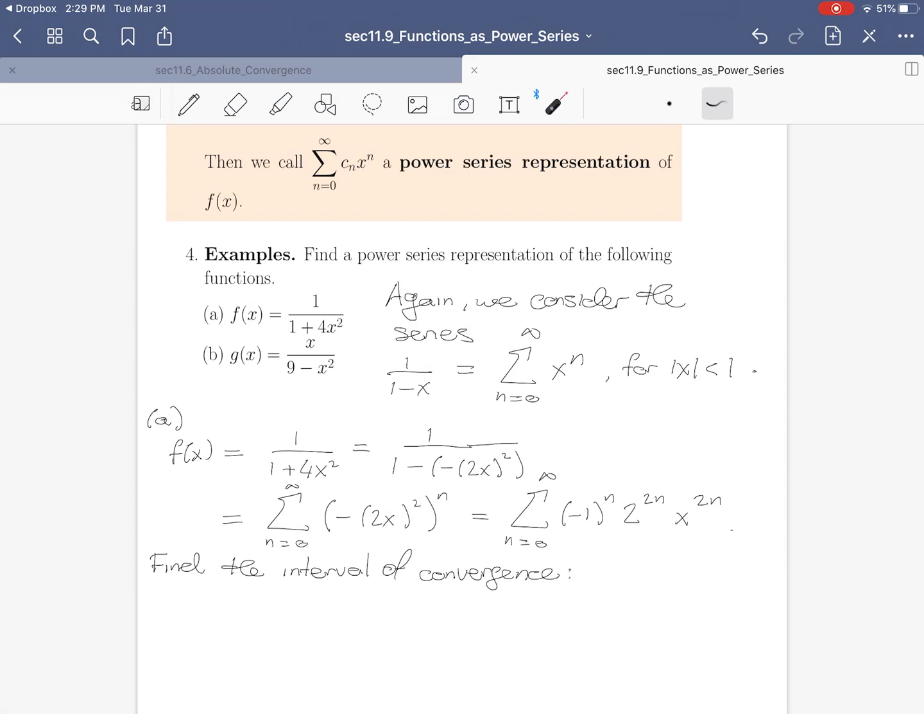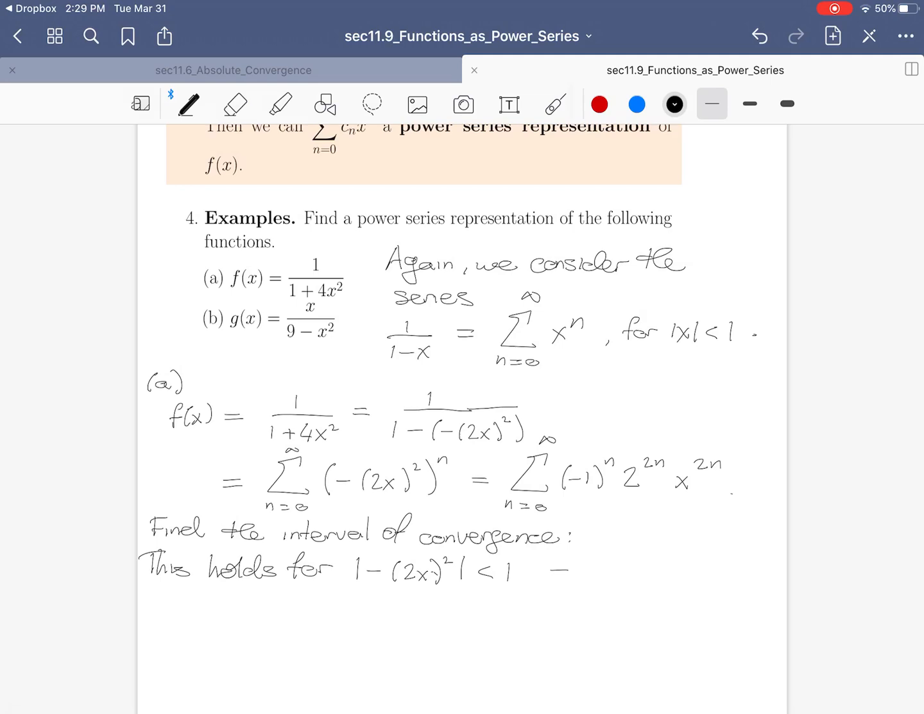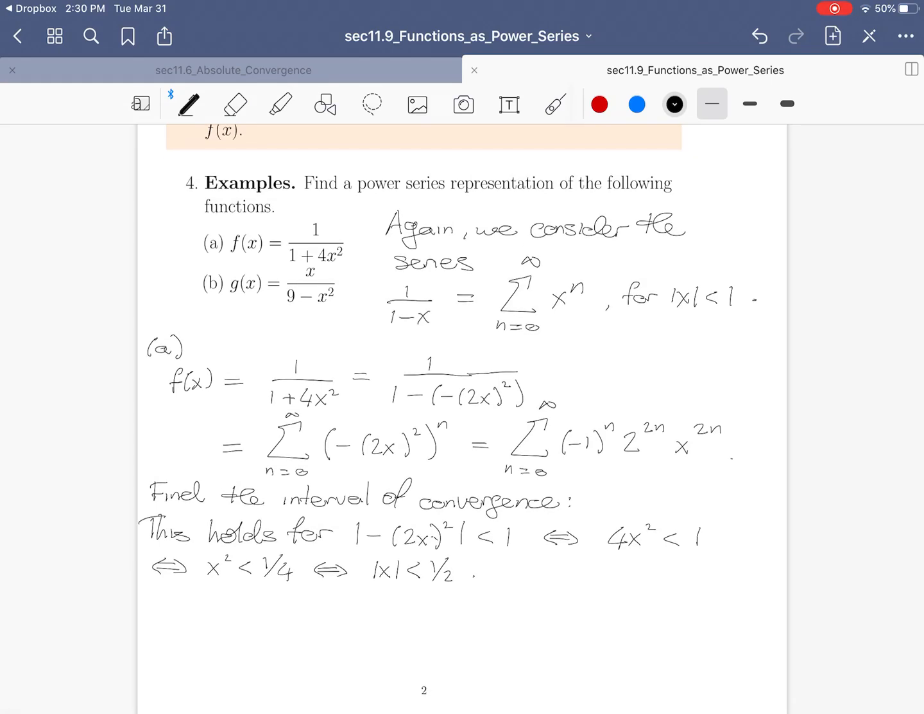So the first thing we notice is that this equality here, where we rewrote and we used this expression, holds whenever the argument, negative 2x squared, is less than 1 in absolute value. So this holds for the absolute value of (negative 2x) all squared being less than 1. And that's equivalent to 4x squared less than 1, which is equivalent to x squared is less than a quarter, which is equivalent to the absolute value of x less than 1/2. So we've determined now that the interval must include the range x between negative 1/2 and positive 1/2.